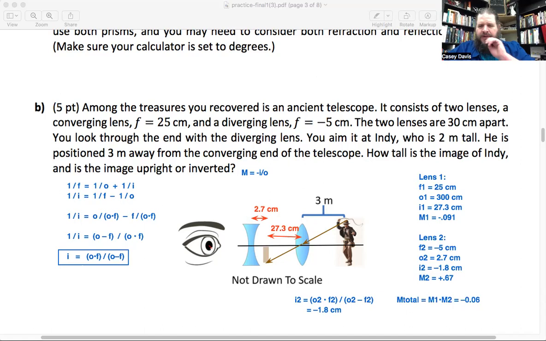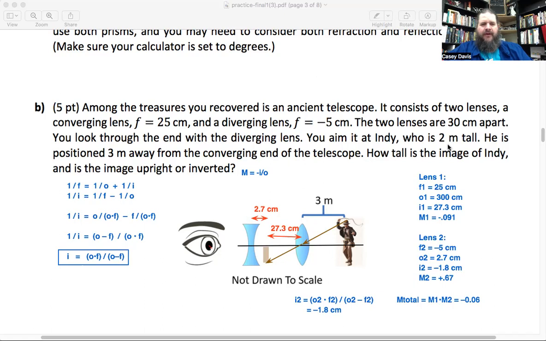Yeah, that sounds about right. So that means the final image, because this is for the entire system, will be 0.06 times as big as the original object and upside down compared to the original object because of the negative. So we can multiply 0.06 times the guy's height to get the height of the final image.